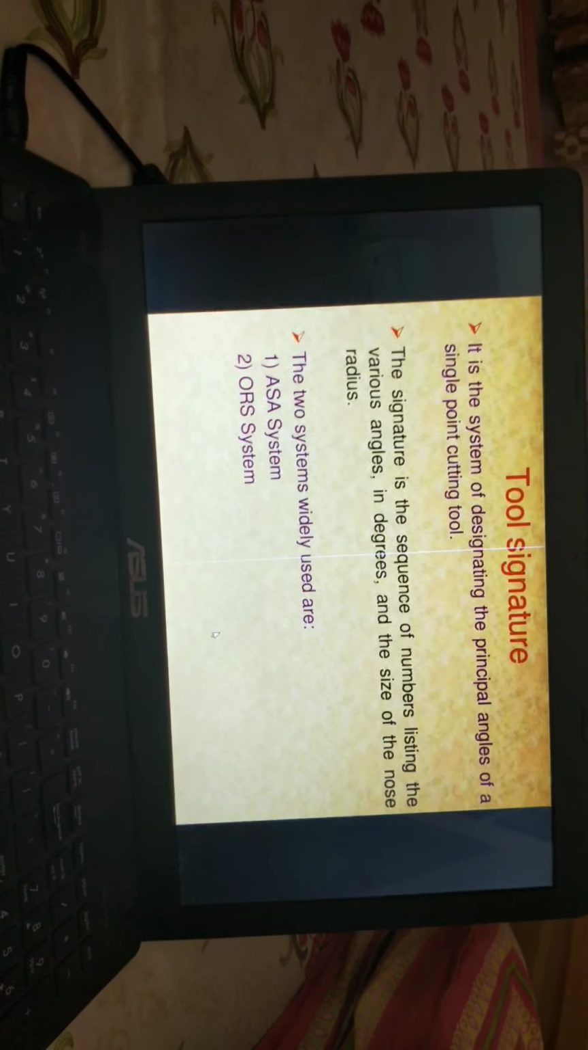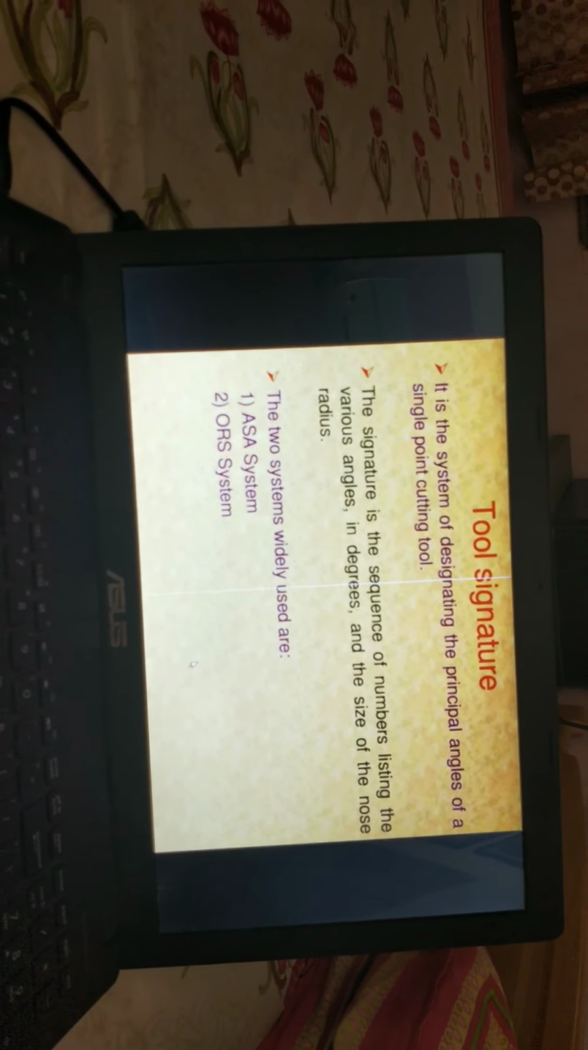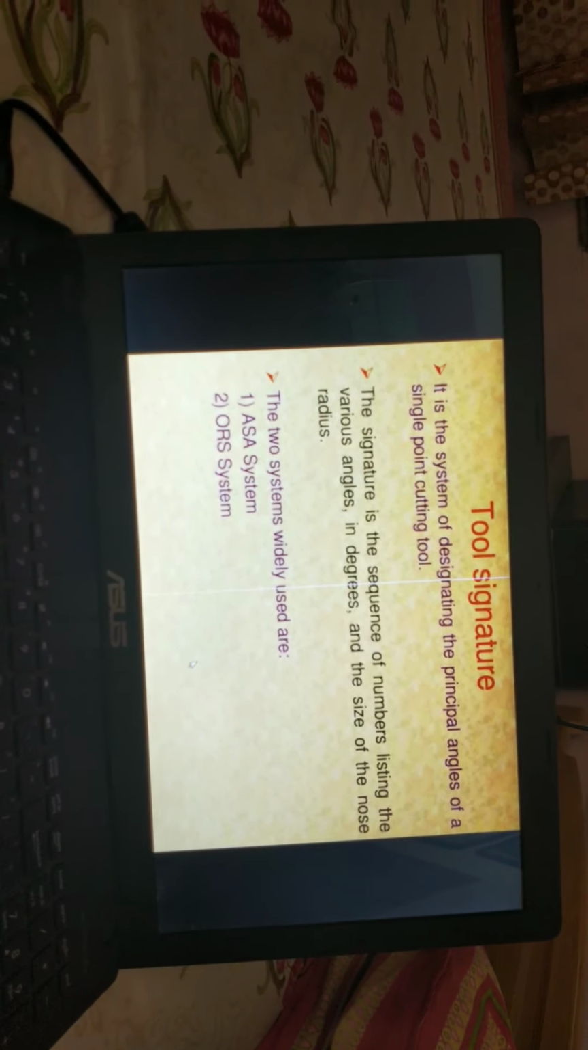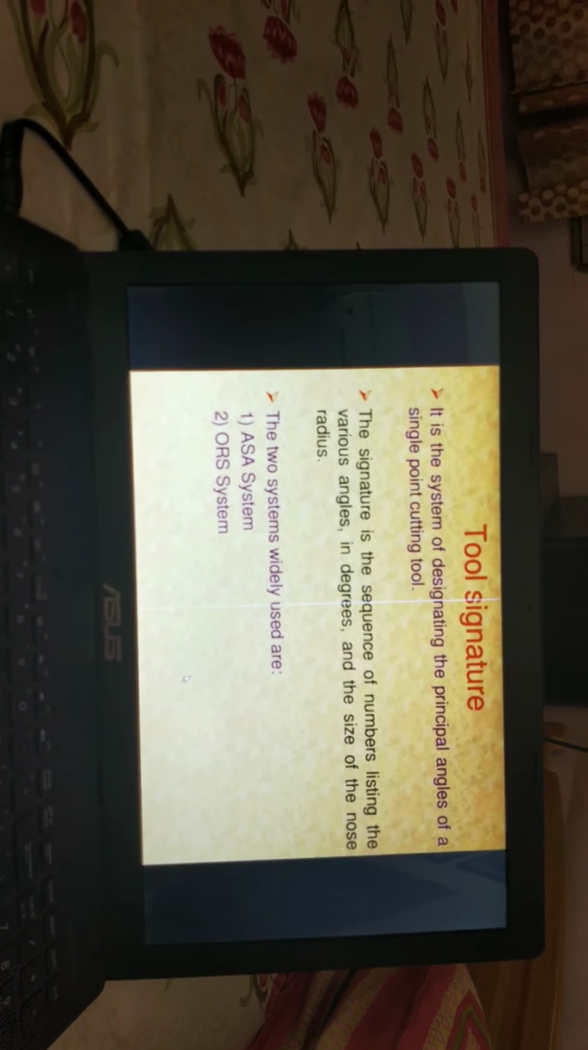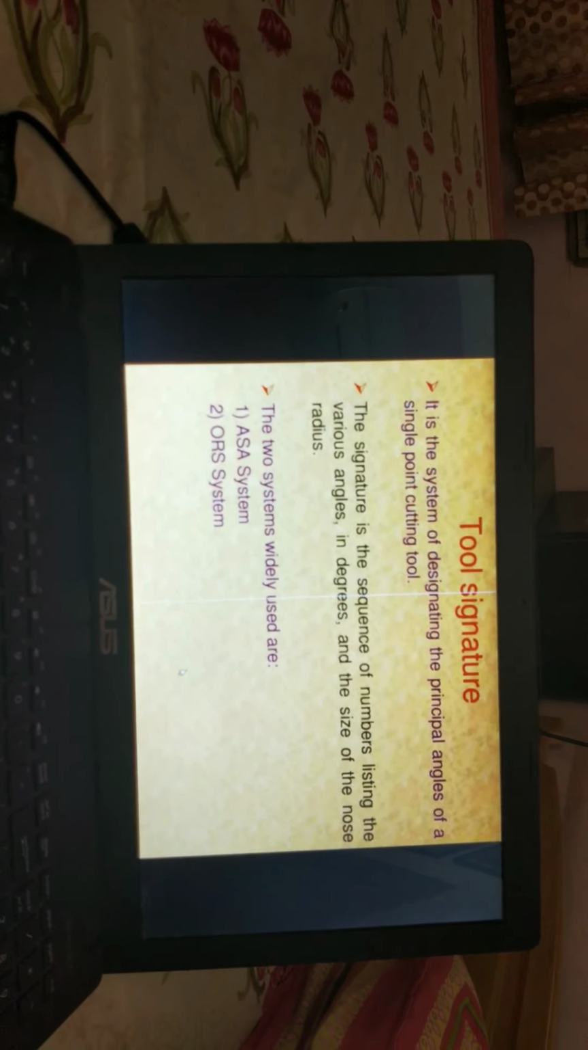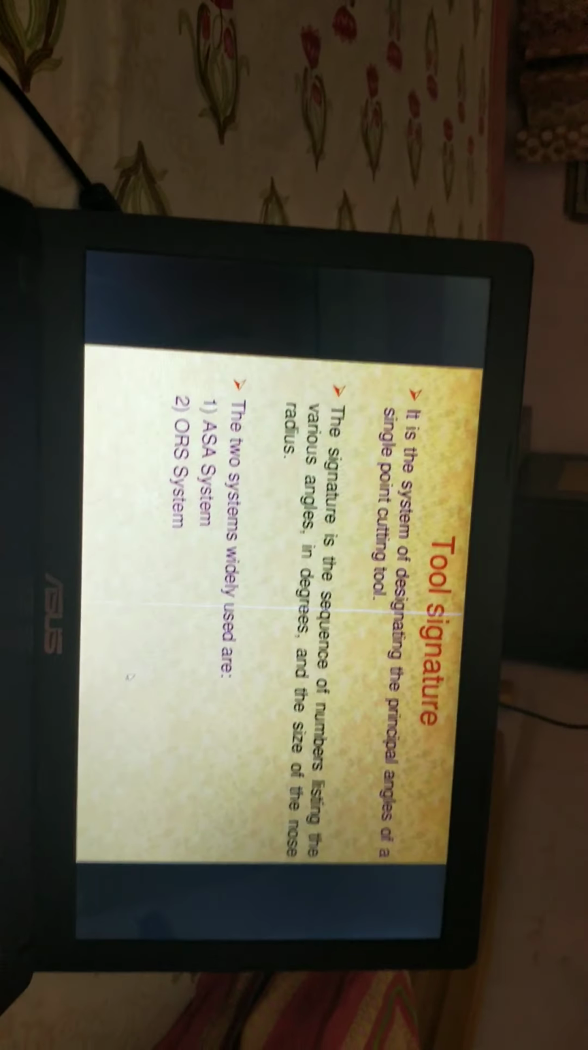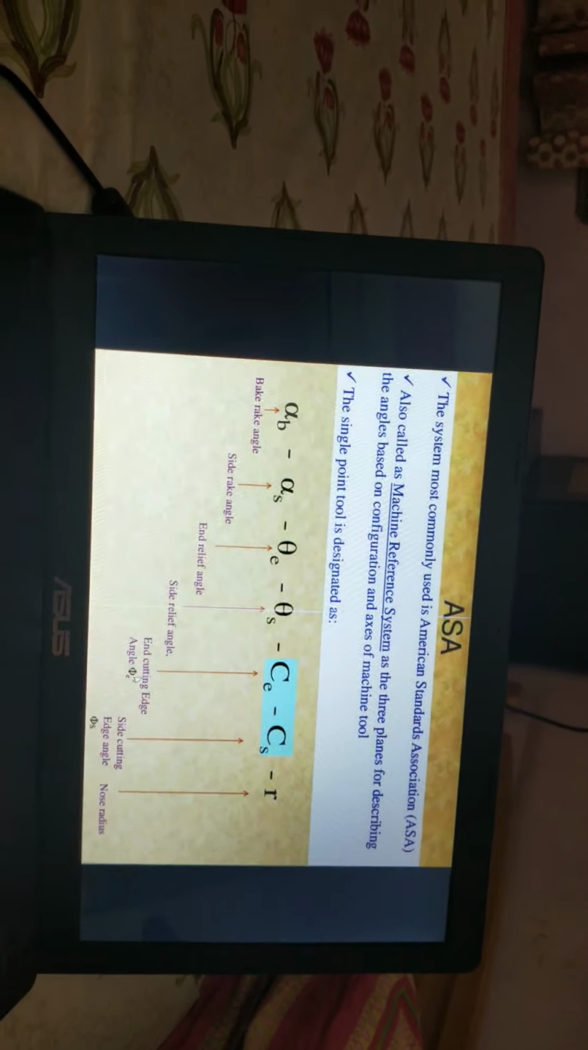Tool signature is a system of designating the principal angles of a single point cutting tool. The signature is the sequence of numbers listing the various angles in degrees and the size of the nose radius. There are two systems widely used: the ASA system and the ORS system. The ASA system is the most commonly used method, called the American Standards Association system.